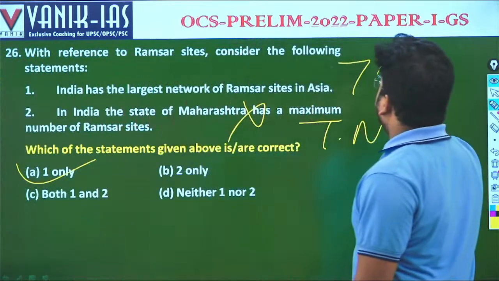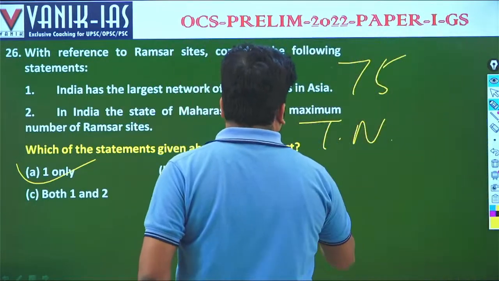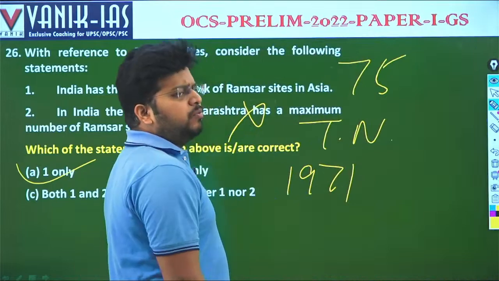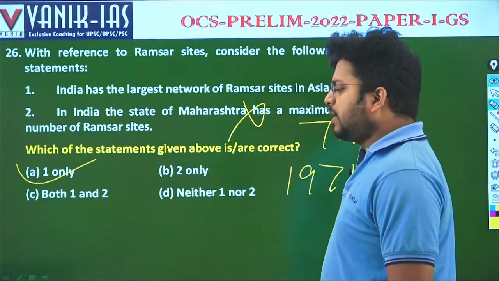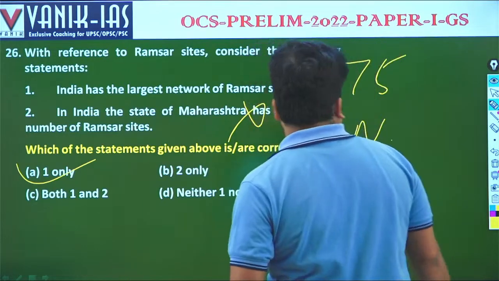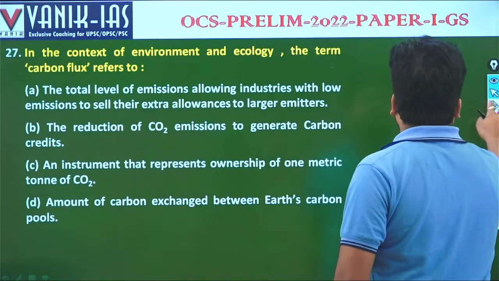At present we have 75 Ramsar sites. Ramsar Convention 1971 is to protect wetlands of international importance. Wetlands and lakes, wetlands of international importance. Ramsar Convention was started in Ramsar city of Iran.